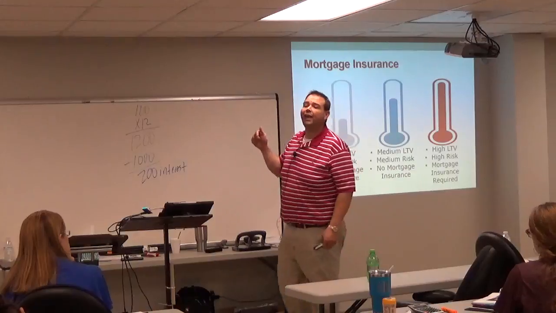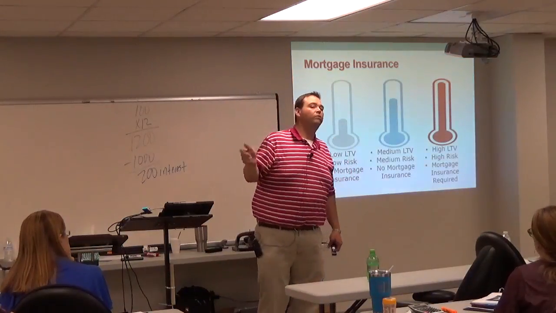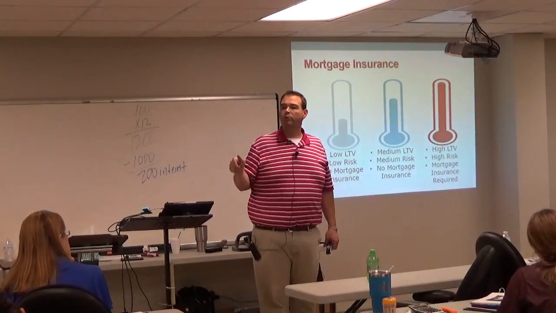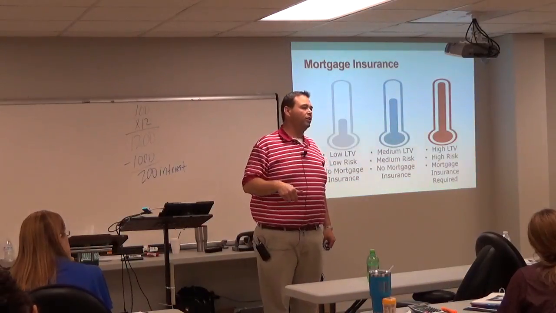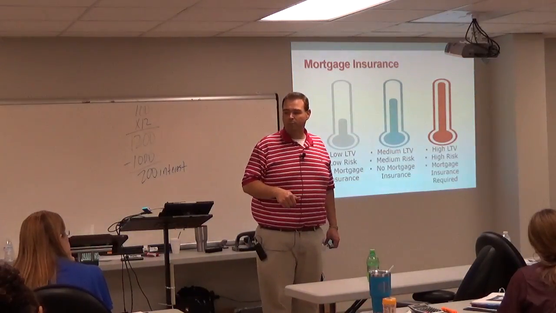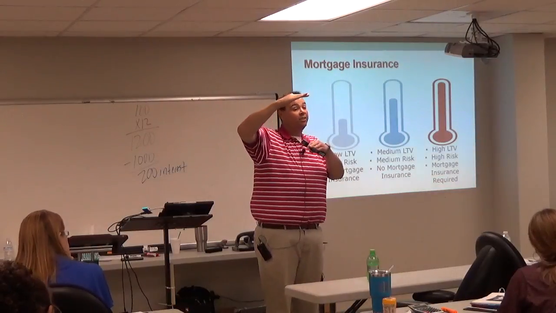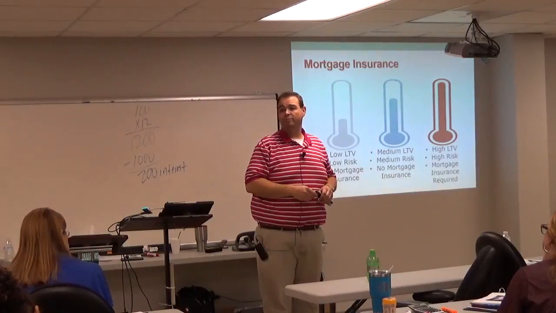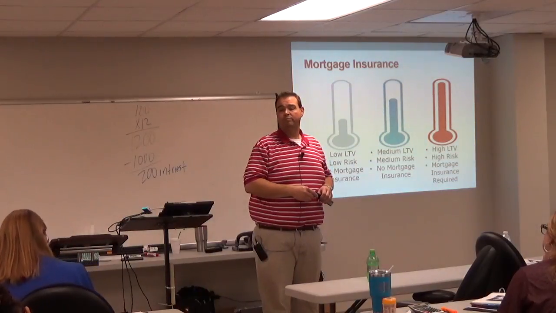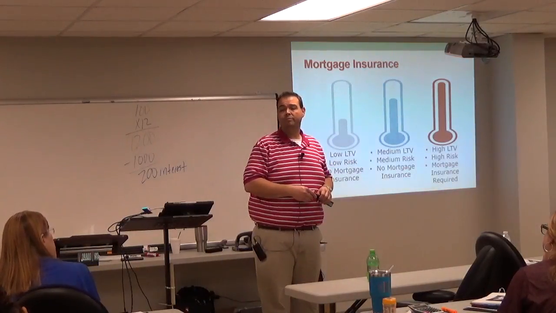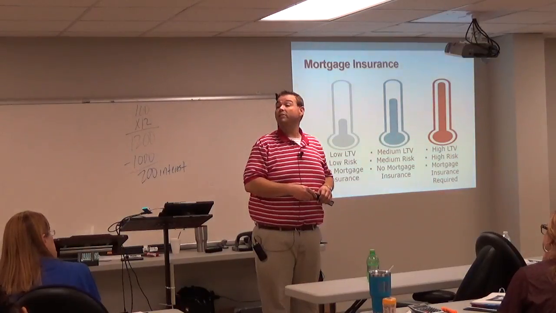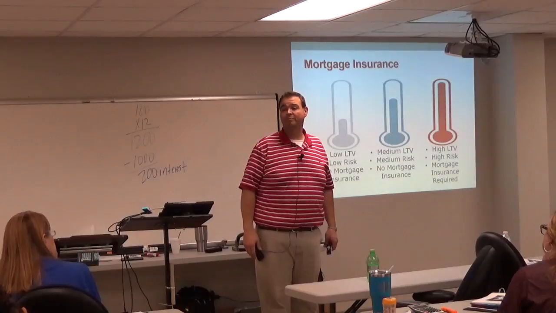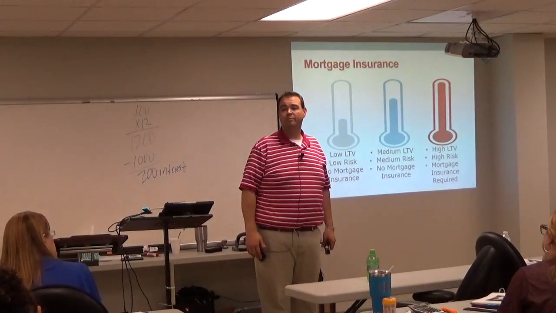So if you do a 95% loan to value loan, what percentage of the value of the property is insured for the lender? 15%. The 80% remains uninsured, the 15% is insured. That's the risk, because that's the only part that's risky. The 80% is not risky.